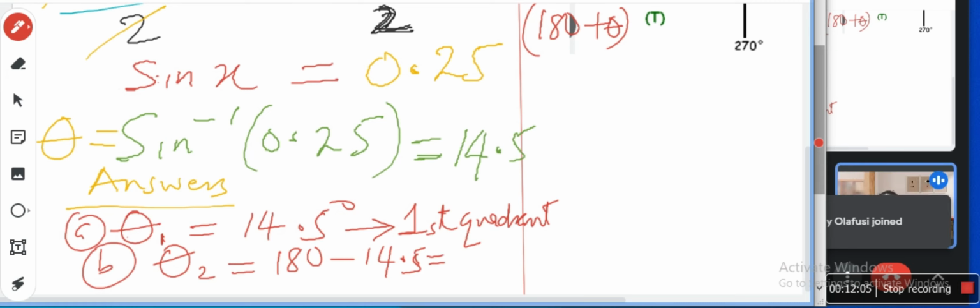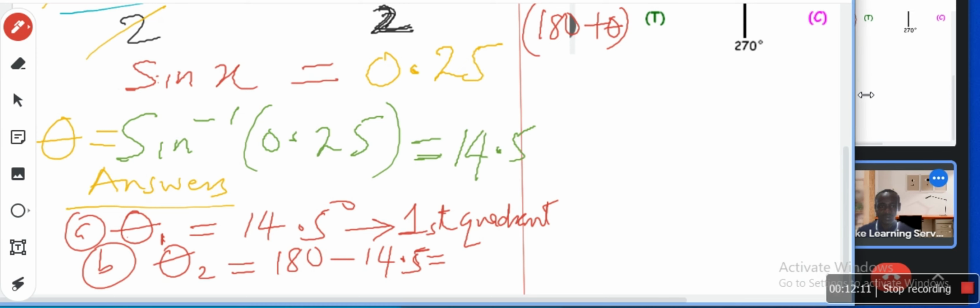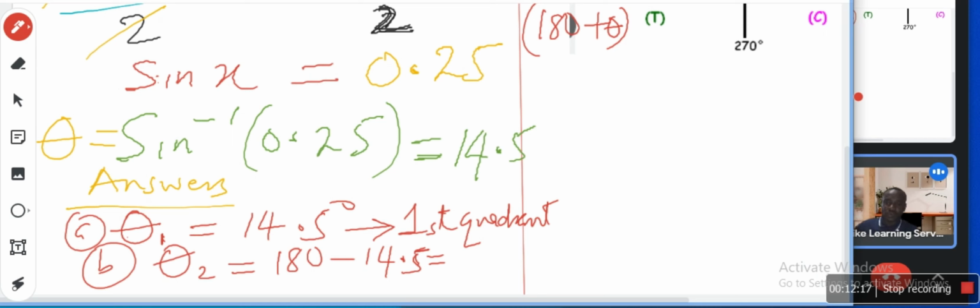What's 180 minus 14.5? Help me with the calculator. 180 minus 14.5 should be 165.5. Yeah. So I was right the first time.